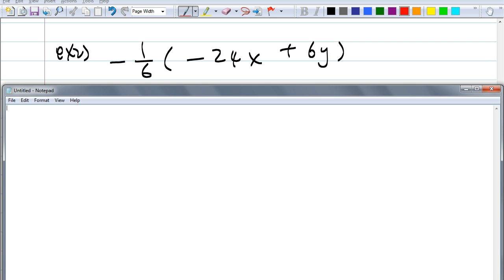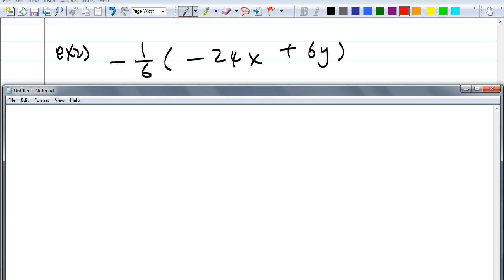Now, Kevin, what should I do on this problem here? I got negative 1/6 times negative 24x plus 6y. How do we simplify this expression? How do you simplify that? You make it negative 1/6 times negative 24x. Good. What property are you using when you're doing that? Distributive property. Exactly.